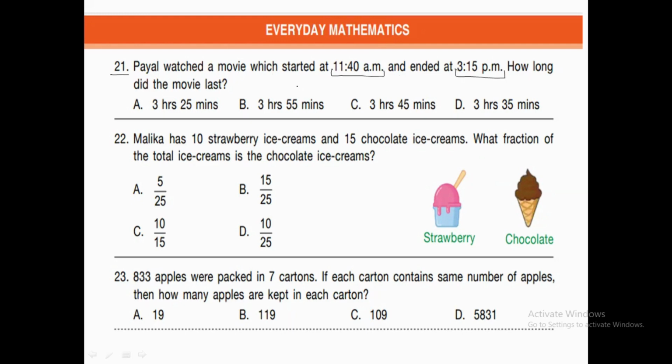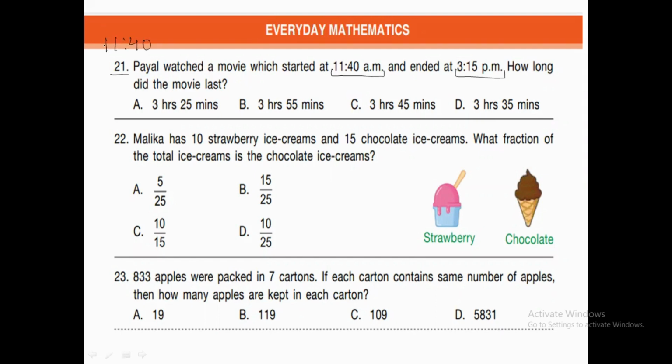Okay, so what will we do? Either we can change this 3:15 p.m. to a 24-hour clock, and then we can subtract 11:40 from there. Another method we can follow is the jumping method. The first number given there is 11:40, correct? 11:40.